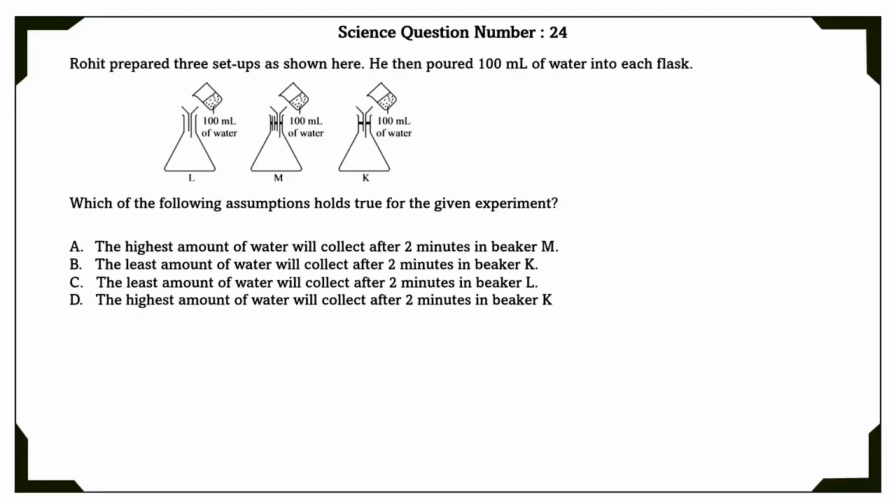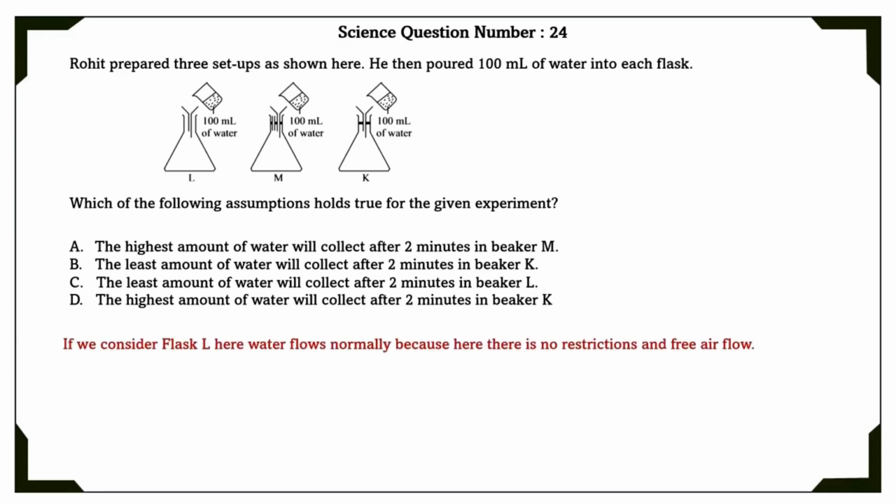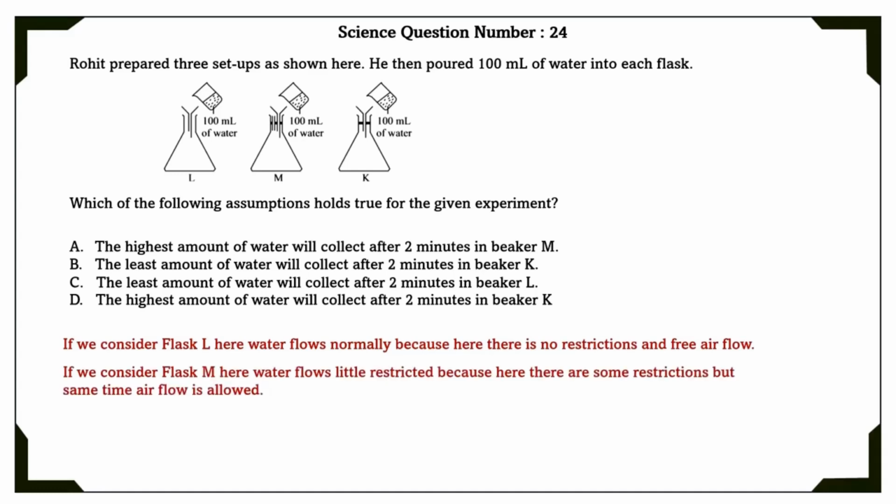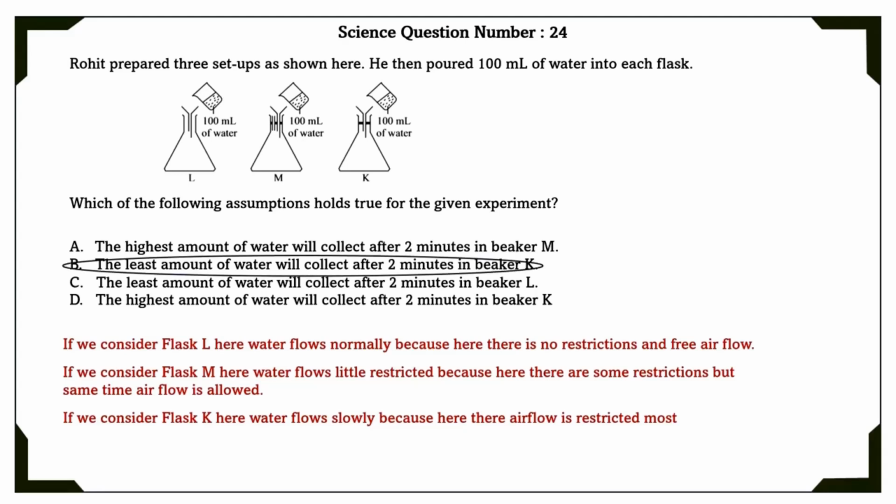Science question number 24. Rohit prepared 3 setups as shown here. He then poured 100 ml of water into each flask. Which of the following assumptions hold true for the given experiment? If we consider flask L, here water flows normally because there are no restrictions and free airflow. If we consider flask M, here water flows a little restricted because there are some restrictions, but some airflow is allowed. If we consider flask K, here water flows slowly because airflow is restricted the most. Therefore, the correct option will be the B option.